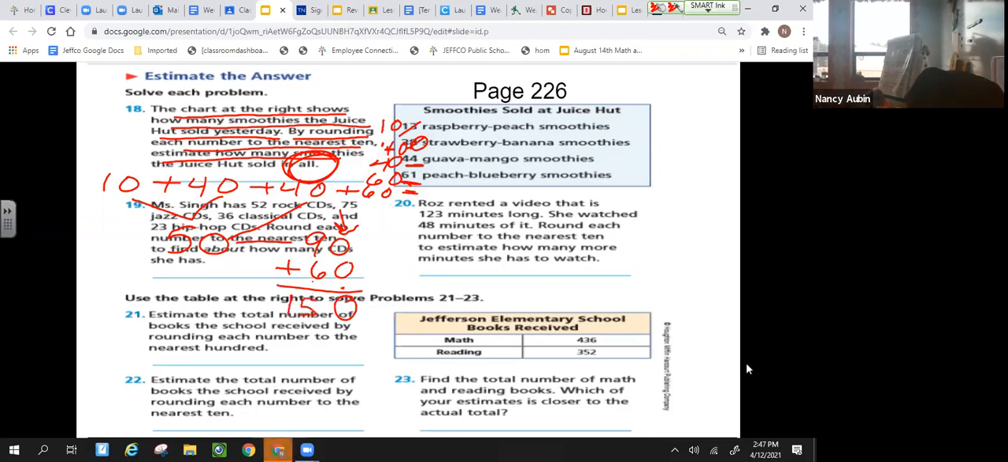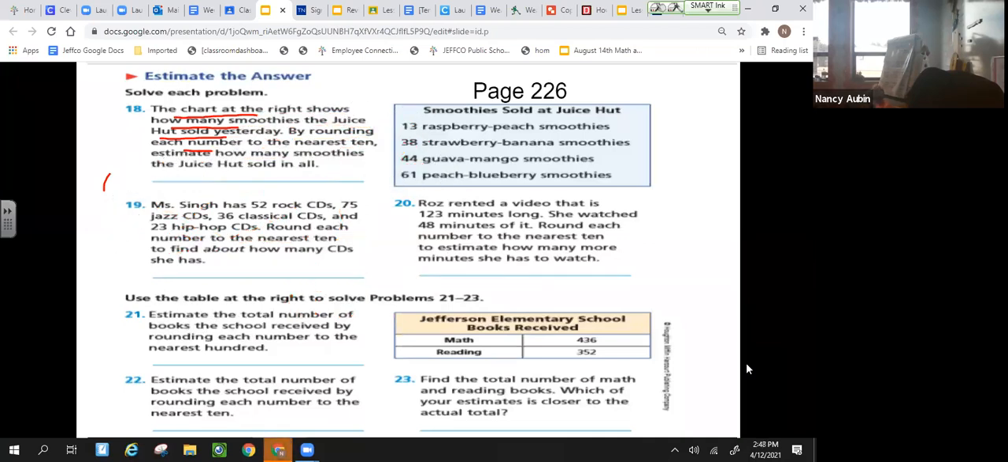We should have gotten 150 smoothies. If you did it differently but got the same answer, give me a thumbs up. Okay, a lot of people did it differently but got the same answer. That's okay. So we know there's about 150 smoothies sold yesterday. Now let's look at number 19. So we have our answer, 150 smoothies. I just have to erase mine so we can move on.